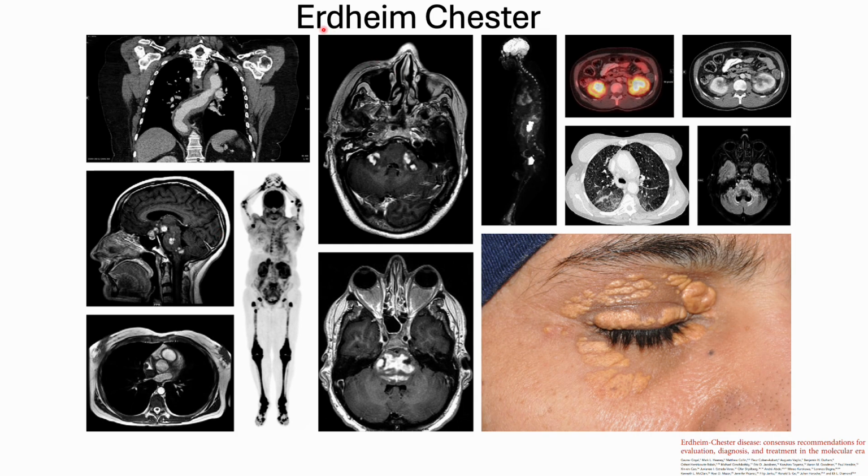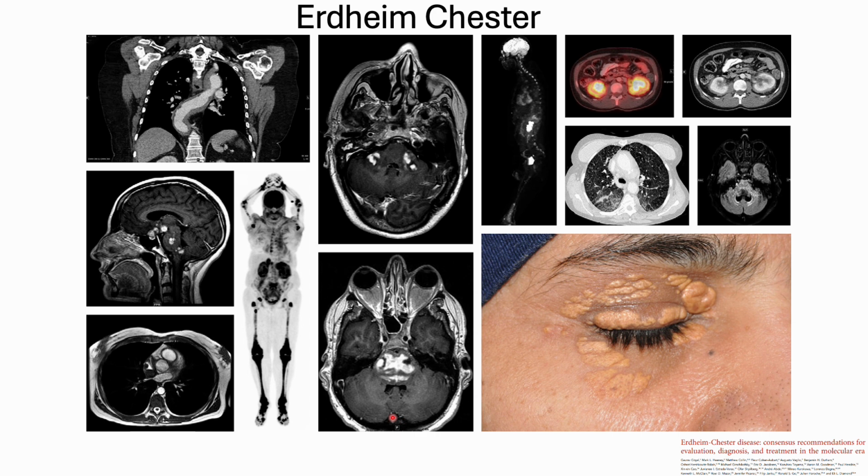And Erdheim-Chester has until quite recently been a very poorly understood process. It's not even been clear if it's a neoplasm or a reactive process. I just want to show you some of the manifestations of Erdheim-Chester disease. This is encasing of the thoracic aorta by histiocytic infiltrate.